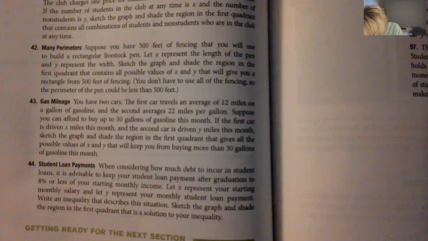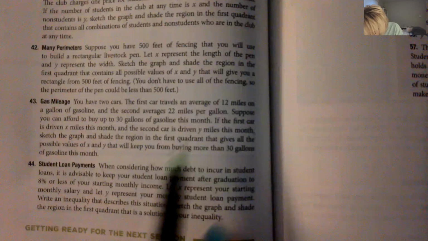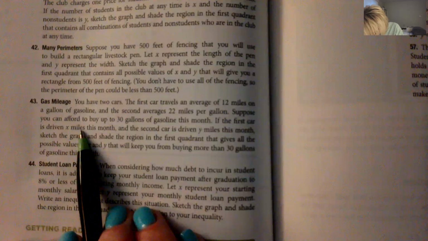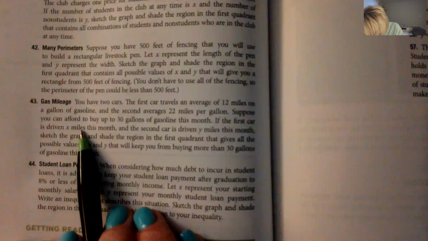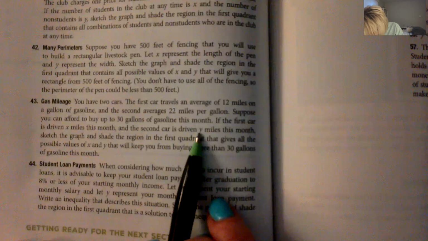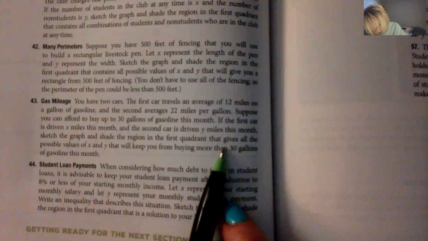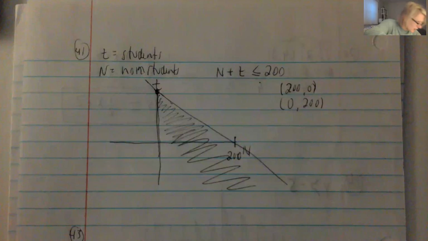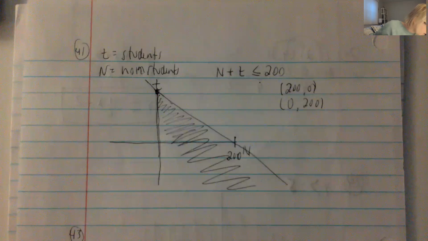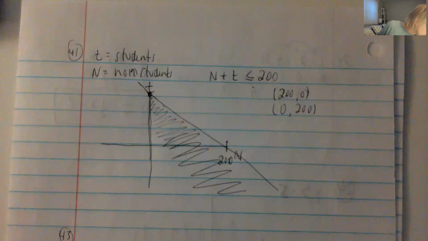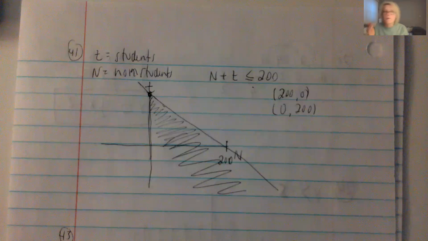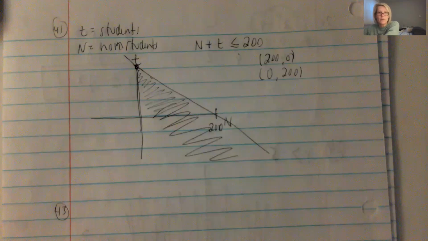Okay. And remember, they're giving the definition of X as a number of miles, and Y is a number of miles. And this is miles per gallon, but this is in gallons. Okay, so this one is definitely a little bit trickier. So we need gallons plus gallons. We need to be under 30. Our equation needs to be under 30.